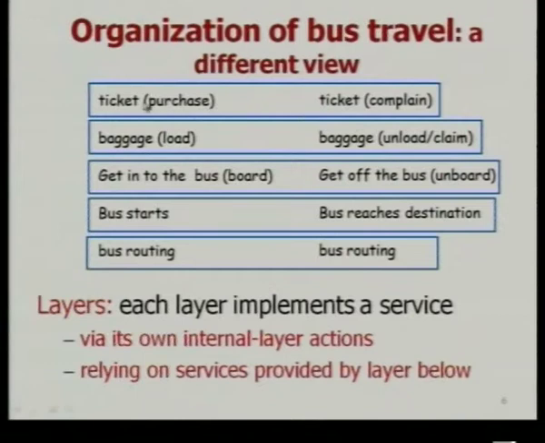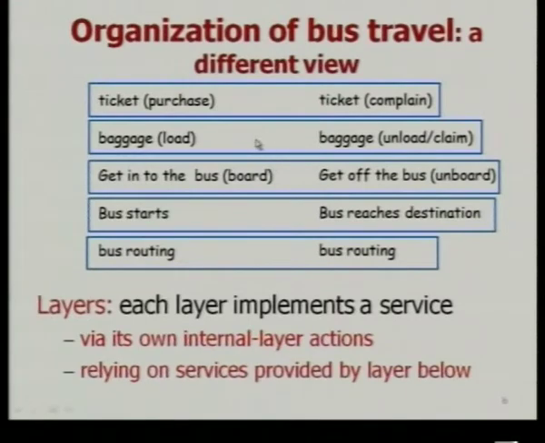Now let us look at how this same bus travel can be organized and looked at from a different point of view. Let us look at what happens with respect to the ticket. There is always a purchase of a ticket that takes place, and similarly complaints with regard to tickets can happen at the ticket counter. So these are two operations that can happen at the ticket counter. Similarly, baggage loading and baggage unloading.